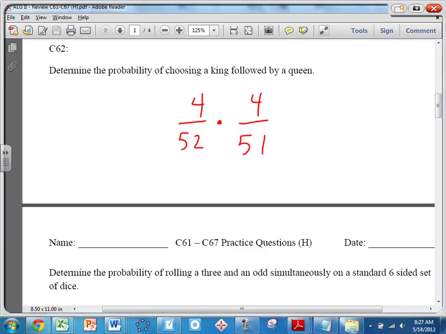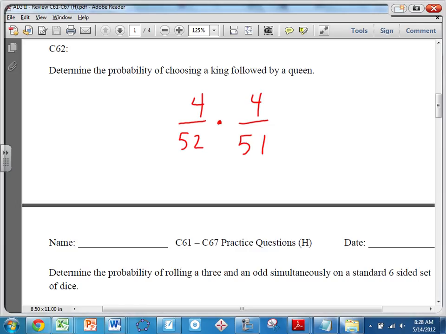Ashley: What if it says and queen, wouldn't it be like replacement? Wouldn't you put the card back? If it said what? For example, if it was like king and queen, of drawing a king and a queen? At the same time or separate times? This is separate times here. What about the same time? Wouldn't it be like 8 out of 5?